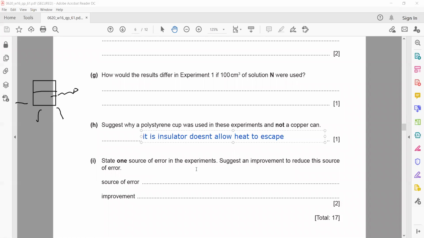State one source of error in the experiment and suggest an improvement to reduce this source of error.